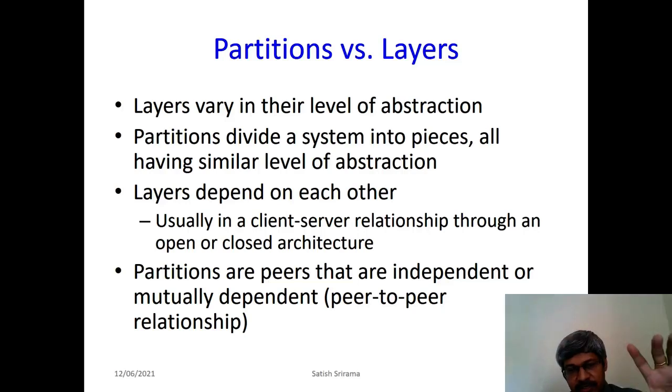Layers seriously depend on each other, so usually there is a client-server relationship, through an open or closed architecture, which we have already discussed. Closed architecture means you know about only the layer one below that particular layer. In an open architecture, you know about all the interfaces of all the layers below a particular layer. So in that sense, layers depend on each other.